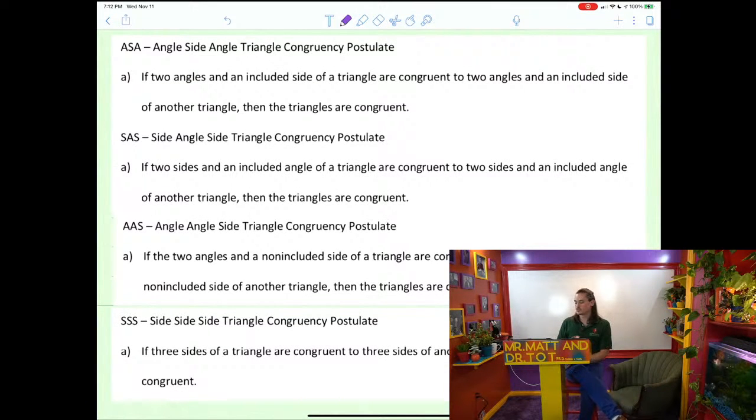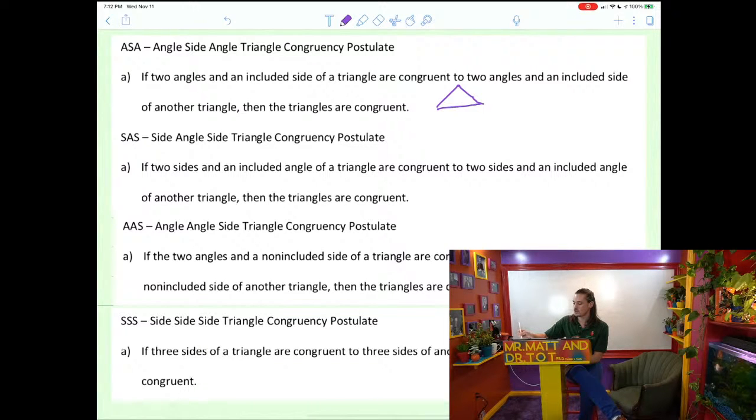Before we get into some actual proofs, let's review the four congruency postulates that are relevant to proving two triangles are the same. So the first, we have angle side angle. If two angles and an included side of a triangle are congruent to two angles and an included side of another triangle, then the triangles are congruent to each other.